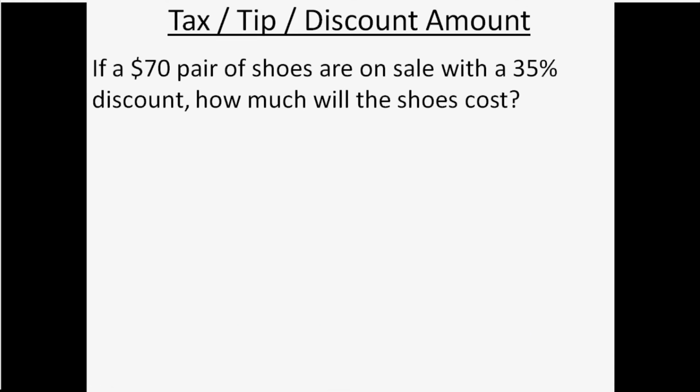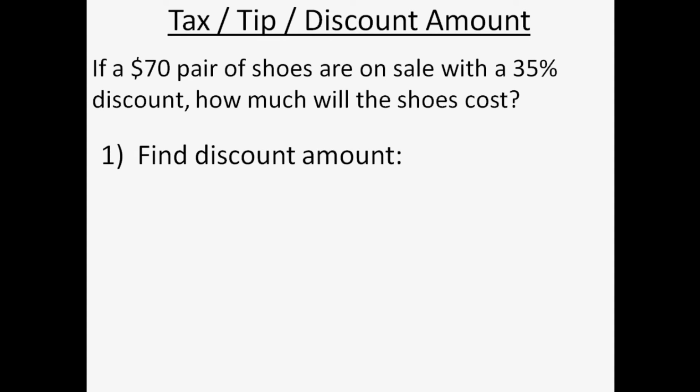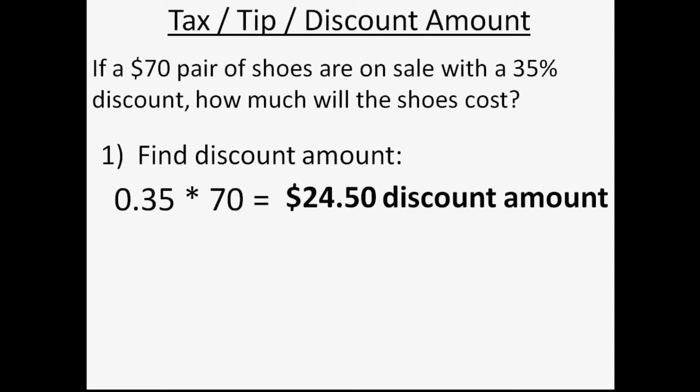Now we're going to talk about discount. We've got our $70 shoes. They're on sale with a 35% discount. How much will the shoes cost? How much will we pay? We find the discount amount. The discount amount is what we're going to save. We do that by multiplying the percentage as a decimal times the cost. You get $24.50 as your discount amount.